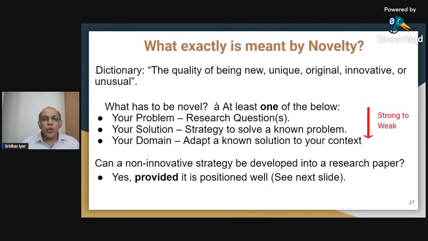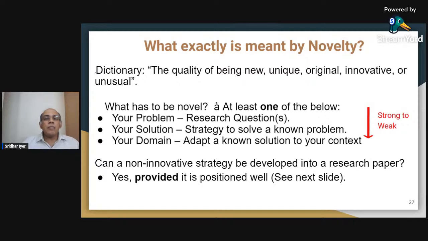Okay, so now when we come to new, what exactly is meant by this term novelty? If you look at the dictionary, it defines novelty as the quality of being new, unique, original, innovative, or unusual. So what has to be novel? There are multiple things. Either the problem itself can be novel, right? You have come up with a totally new question. Like before the advent of MOOCs, the first person who asked the question, are MOOCs effective for student learning? The problem itself would have been novel, right?